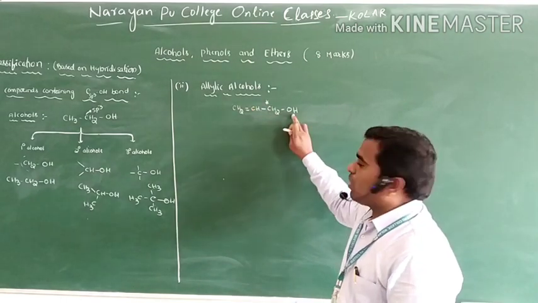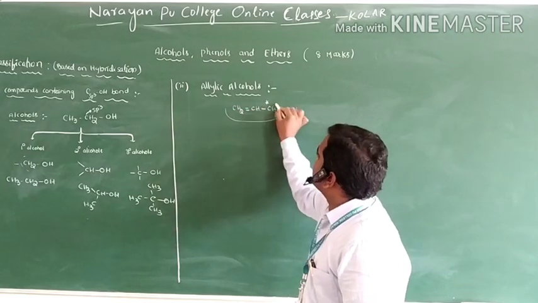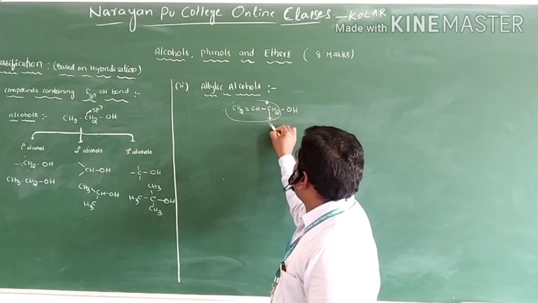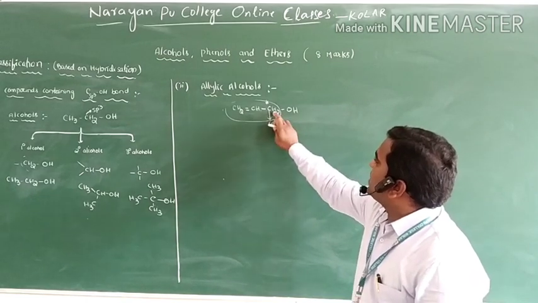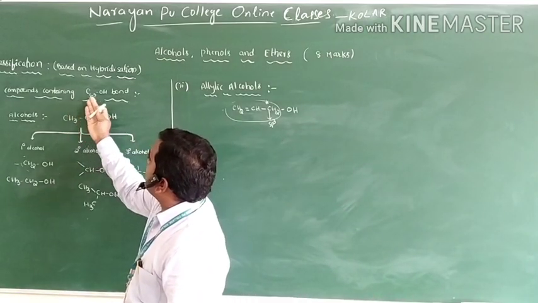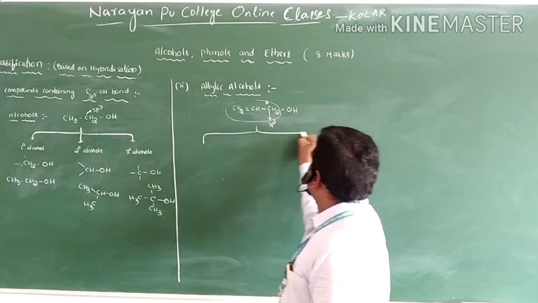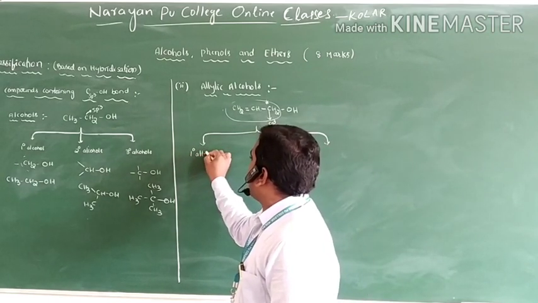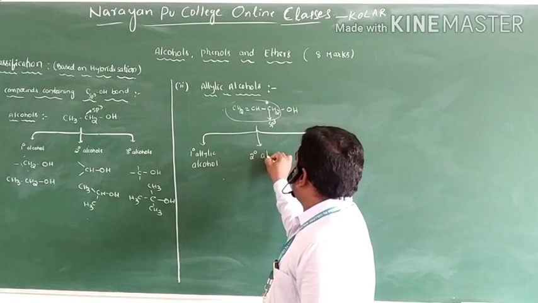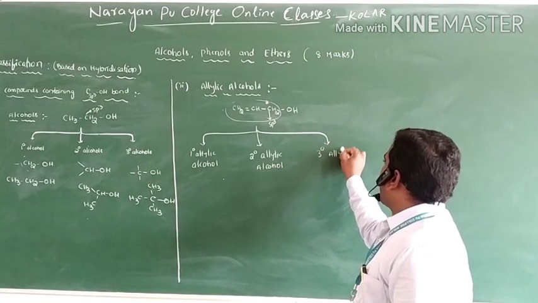What is an allylic alcohol? The OH is attached to the sp3 hybridized carbon next to the double bonded carbon. This group is called the allylic group, and this is an allylic alcohol. And which carbon is this? The sp3 hybridized carbon, so OH is bonded to a C-sp3. So an allylic alcohol also comes under the category of compounds containing the sp3 C-OH bond. Clear? And these are also again of three types: one is primary allylic alcohol, the second is secondary allylic alcohol, and the third is tertiary allylic alcohol.